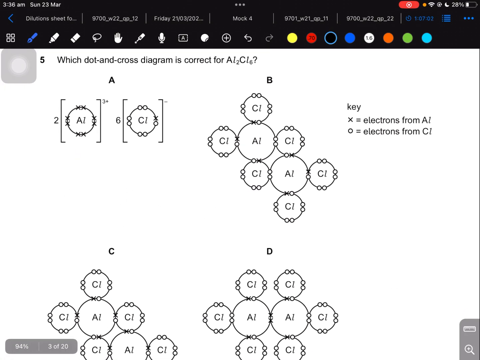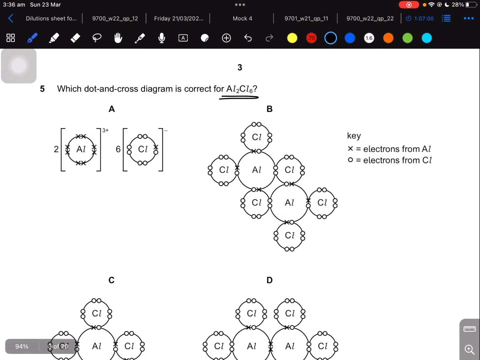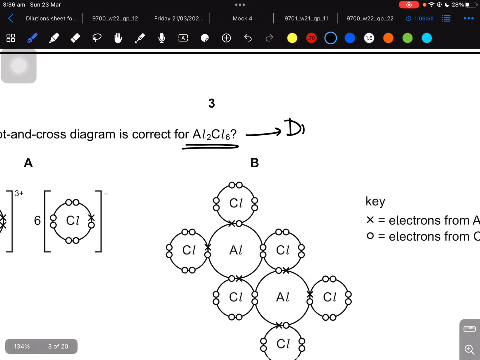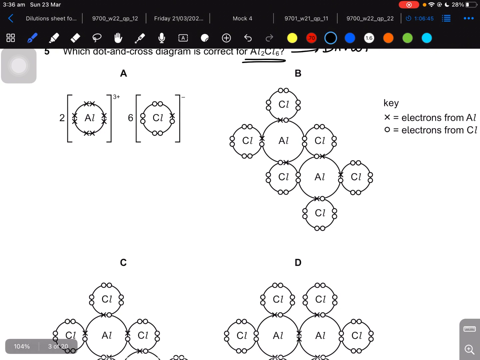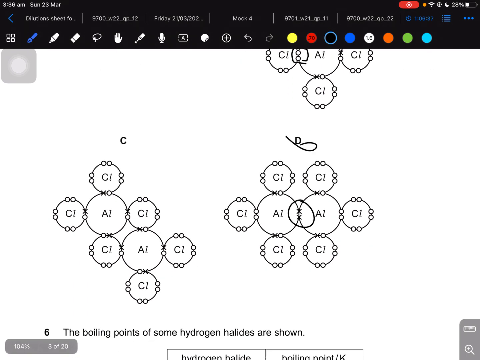Then Al2Cl6. So Al2Cl6 is a dimer structure made of AlCl3s held together by 2 dative bonds. Okay, so let's see. So that's correct. These 2 dative bonds are correct. It's not ionic, and no, it's not in between the Als.